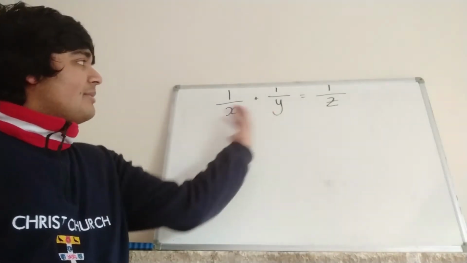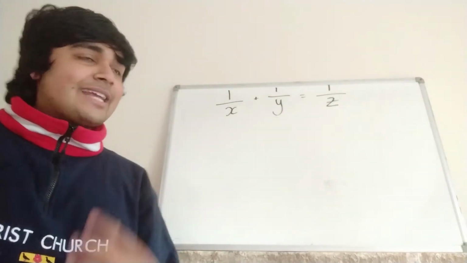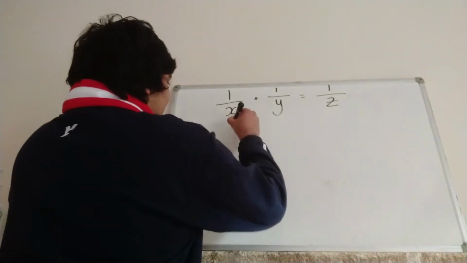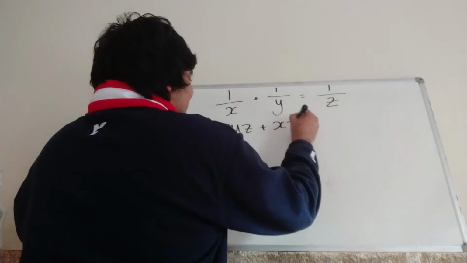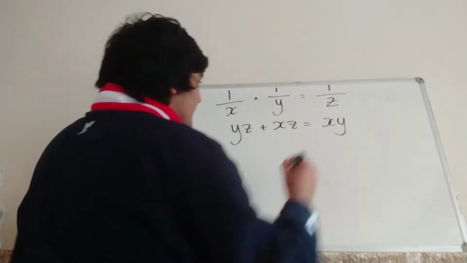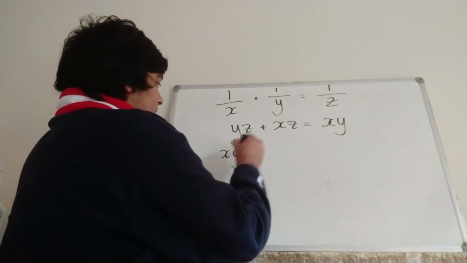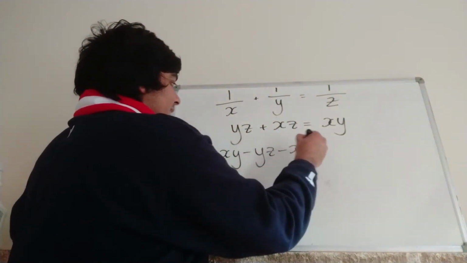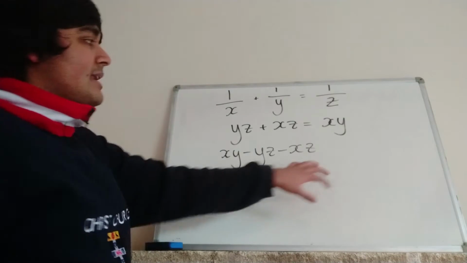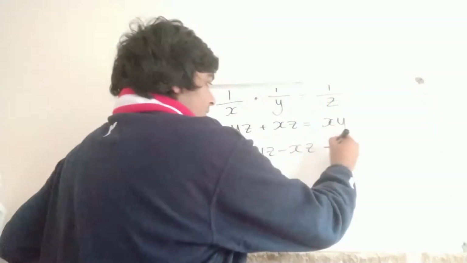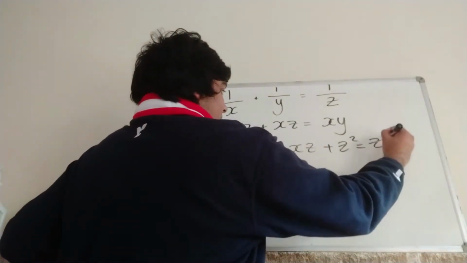So x, y, and z are co-prime, and what I'm going to do is just multiply through by xyz. So on this side I'll have yz plus xz is equal to xy. Then I can bring everything onto one side, so I'll have xy minus yz minus xz equals 0, but then I'm just going to add on z squared to both sides, so I get this equation here.